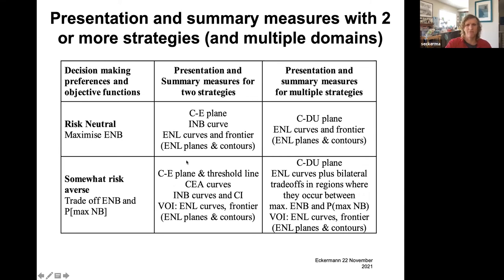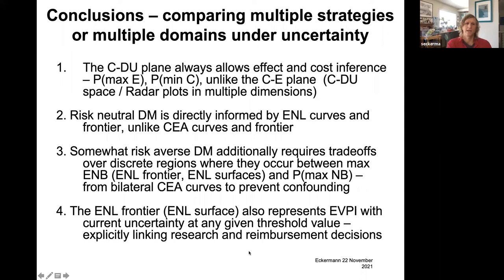Okay, in reality, even when doing two strategies, we should also look at expected net loss curves and frontiers, because they also give us the expected value of perfect information, which we don't get from looking at things on the incremental cost effectiveness plane or looking at distributions in those spaces. So in conclusion, in terms of comparing multiple strategies, deterministically and under uncertainty, I'm going to do the multiple domains in a minute.